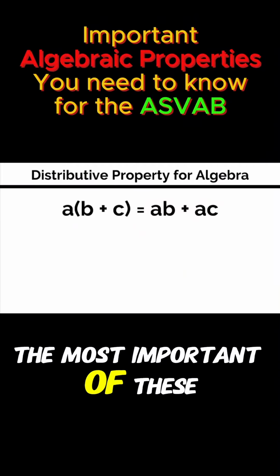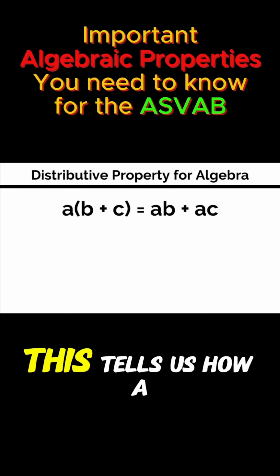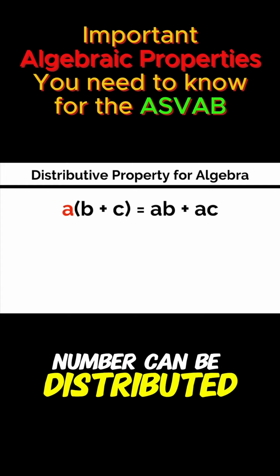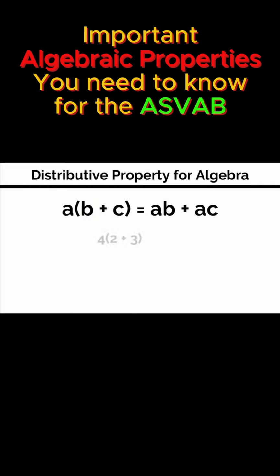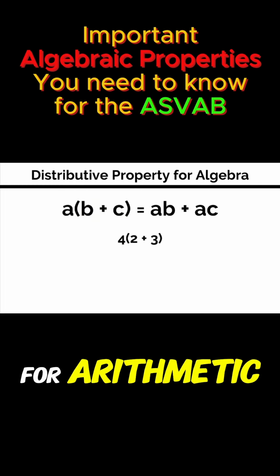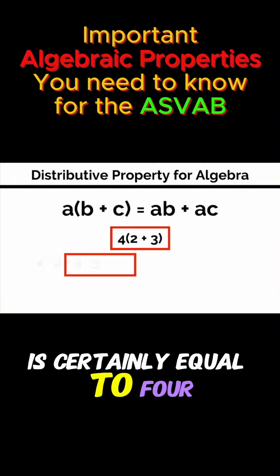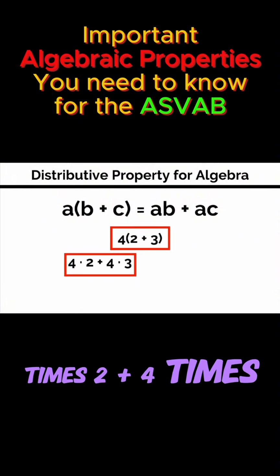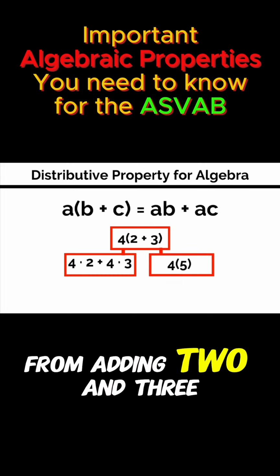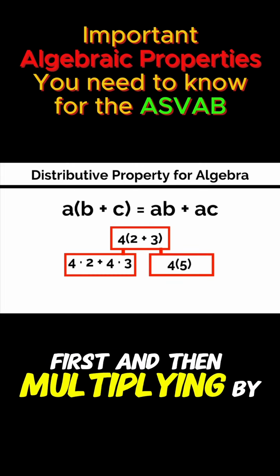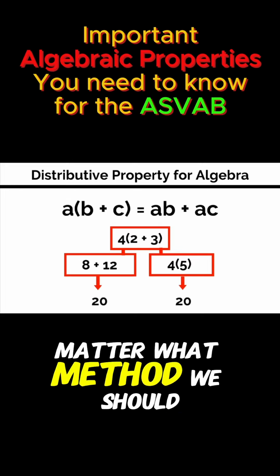The most important of these properties will be the distributive property. This tells us how a number can be distributed across a parenthetical sum or difference. This didn't matter too much for arithmetic, because 4 times the quantity of 2 plus 3 is certainly equal to 4 times 2 plus 4 times 3. But there is nothing stopping us from adding 2 and 3 first, and then multiplying by 4. We should get 20 no matter what method we choose.